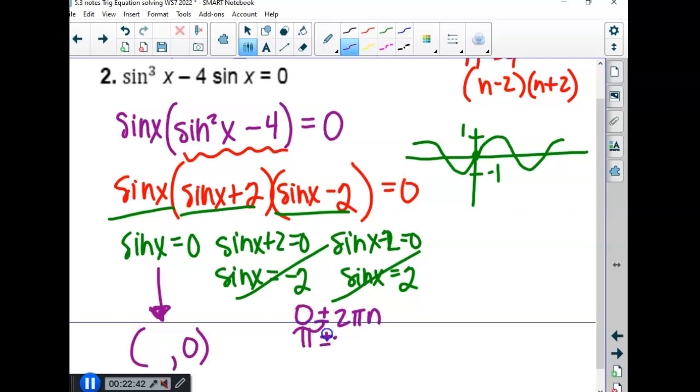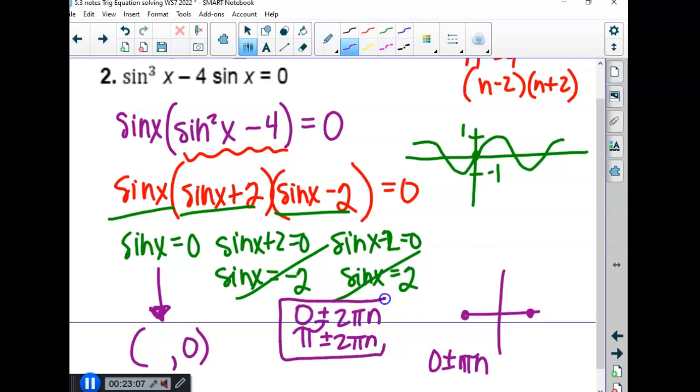Now, is there a shorter way to write that? If your answers occur here and here, how far did you really travel to get to the next solution? Pi. So the shortest way would probably just say plus or minus pi n, every multiple of pi. 1 pi, 2 pi, 3 pi, 4 pi, they all work. Okay, but this is fine with me.